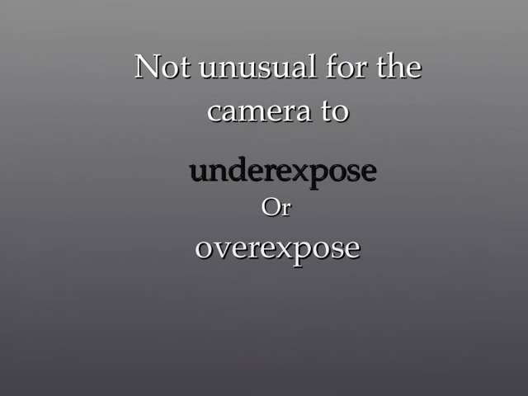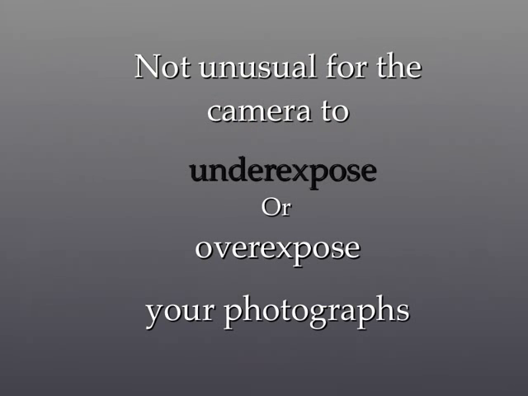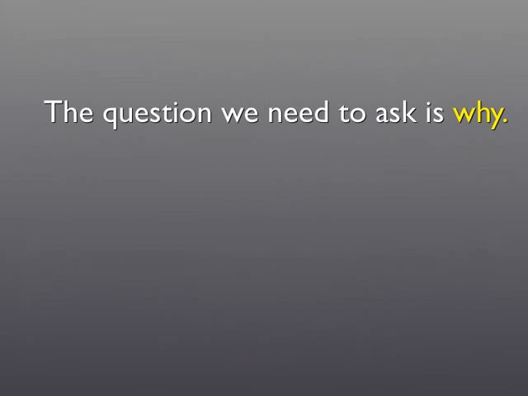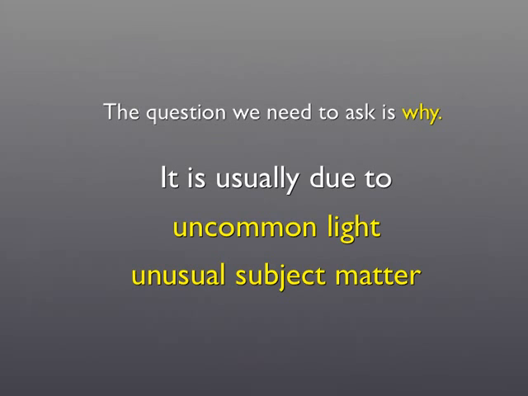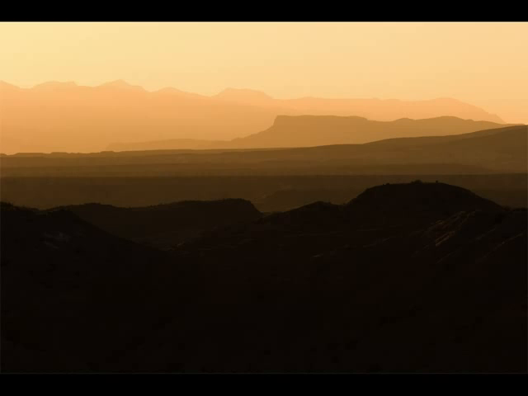By now you're realizing that your camera is likely to underexpose or overexpose your photographs. So the question we need to ask is, why? Well, it usually has to do with subject matter or light. Your camera is designed to give you good exposures under average situations. That means average subject matter, average light. So when faced with difficult or uncommon situations, it's going to fail, as it did in this photograph.